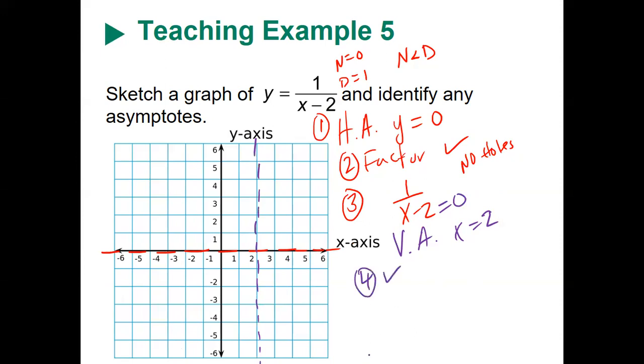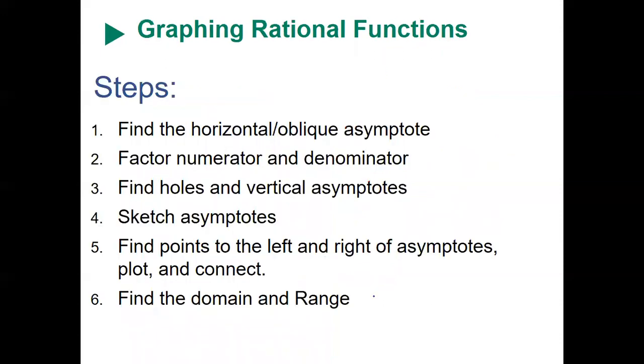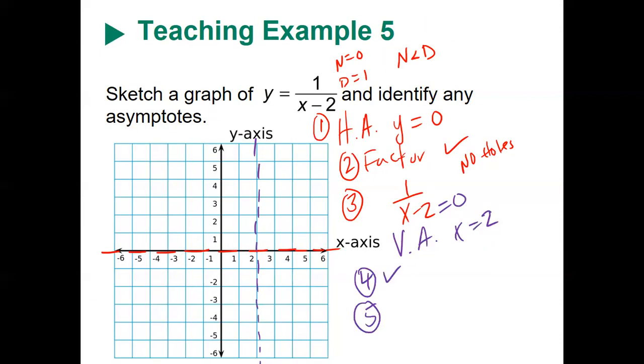Oh, 5. Now we're on find points. It was step 5: find the points to the left and right. So I'm going to choose any point. I can choose 1. 1 is pretty easy to plug in, right? I can choose 2. Well, not 2. Anything to the left of this. So if I substitute in 1, I have 1 over 1 minus 2. What does that equal?